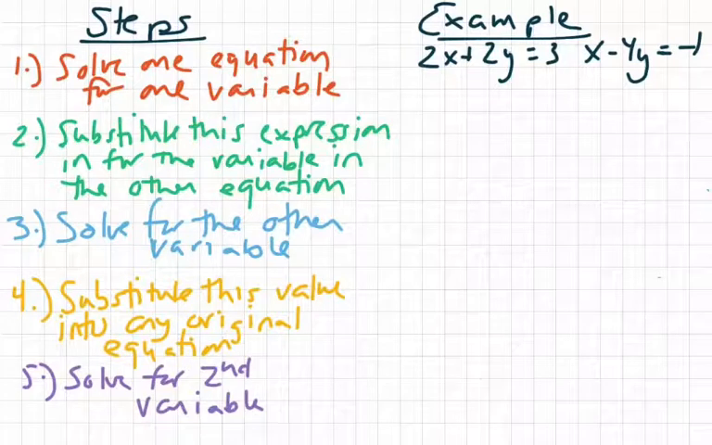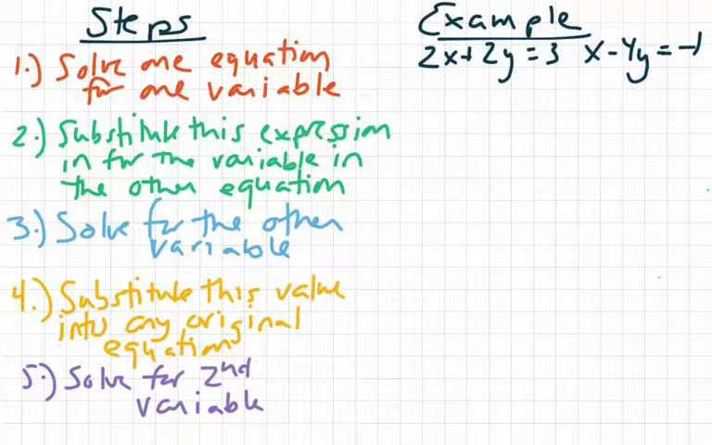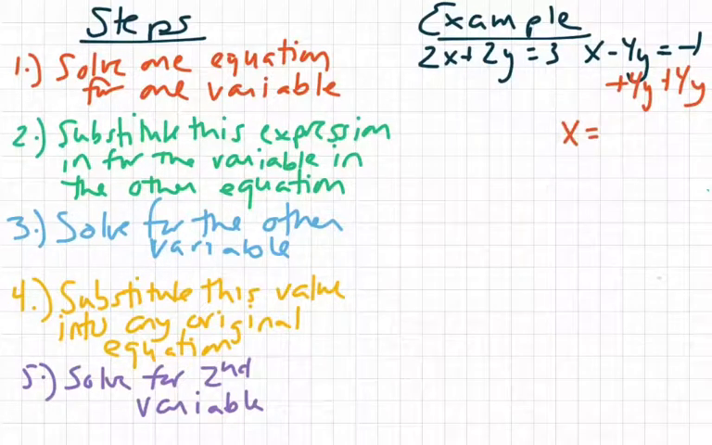So looking at these first equations, again, you're looking for something with a coefficient of 1, which would be the x in the second equation. So if I go and do this out, I would be adding 4y to both sides, because negative 4y plus 4y is 0, and I'll get x is equal to negative 1 plus 4y. So that's your first step.